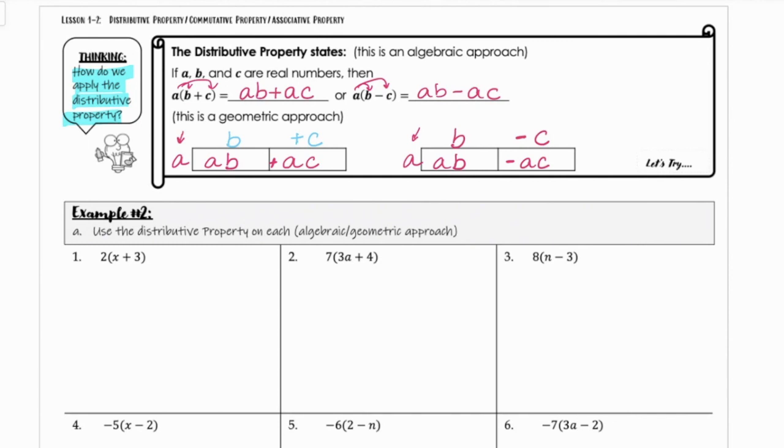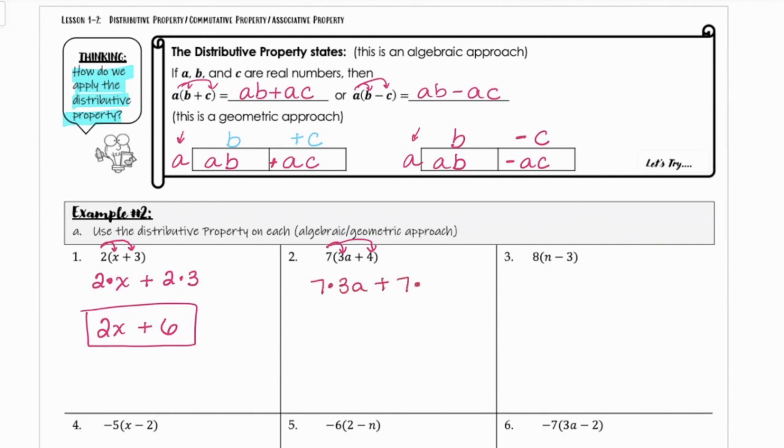So for number 1, using the distributive property, I see the 2 and I'm going to multiply that 2 to everything. So I have 2 times x plus 2 times 3. I'm showing my work here just so you see it more clearly. And that will give me a 2x plus 6. For number 2, I'm distributing that 7. So 7 times 3a plus 7 times 4.